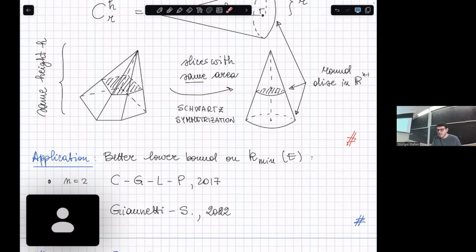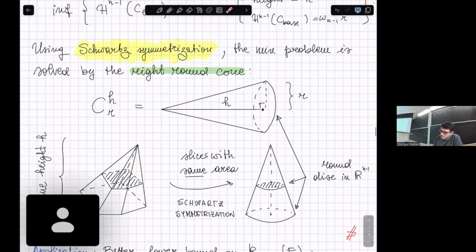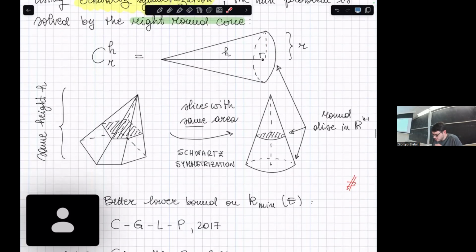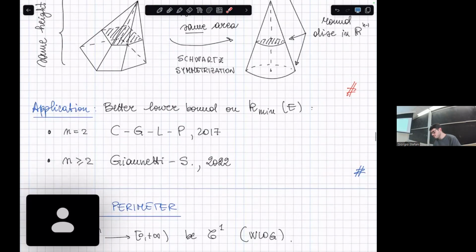So essentially, you replace each slice of your set with a corresponding slice, which is a round disk of the same size, the same area. And this will arrange it in this round cone. And so once you have the height and the base radius, then you can compute essentially this length here by Pythagoras, and then you can recall that it is something which is rotating in dimension n, and then you do some integral computation, and you're done. So that's a matter of computation.